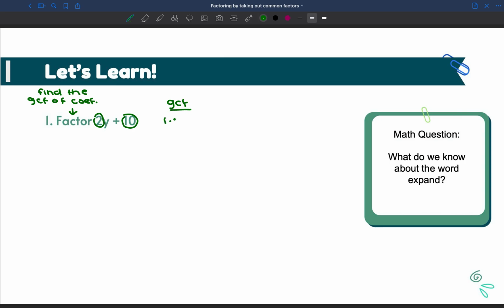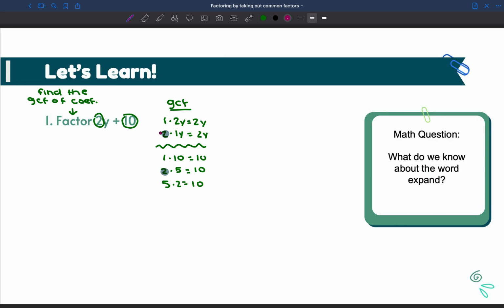So we're going to do 1 times 2y equals 2y, and 2 times 1y equals 2y. And then for 10, we have 1 times 10 equals 10, 2 times 5 equals 10, and 5 times 2 equals 10. So looking at this, our GCF is going to be 2 because it's the highest factor that both 2 and 10 have. So now that we know what our GCF is, we now can factor.